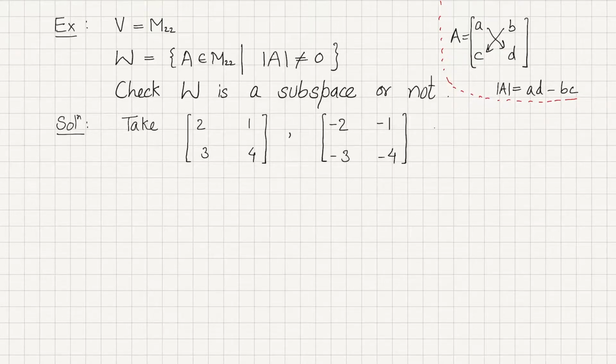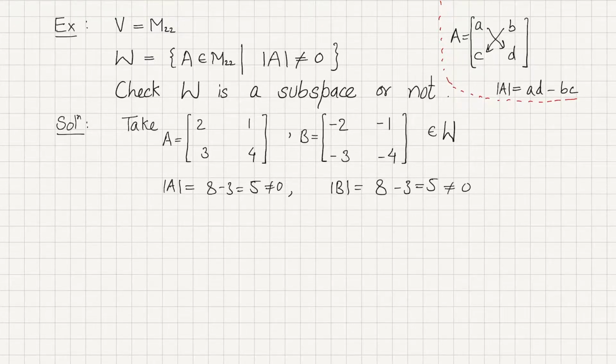Take any two matrices in W. If you check, their determinants are non-zero, so these two elements belong to W. Suppose this is matrix A and this is matrix B. If you check the determinant of A, it is 8 minus 3, which is 5. So this is non-zero, so it is in W. And the determinant of B is 8 minus 3, again 5. So this is non-zero.